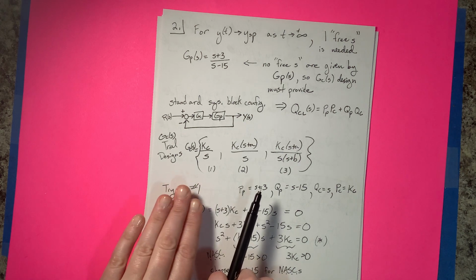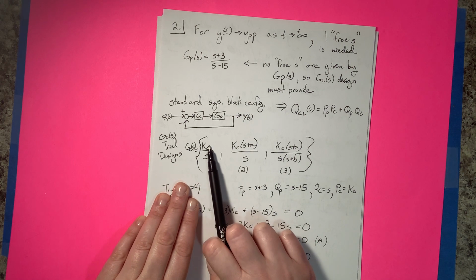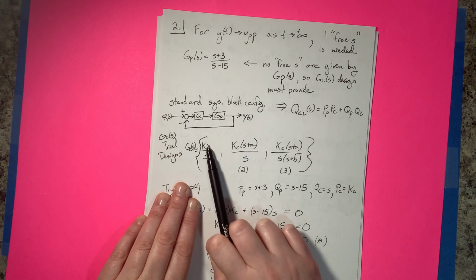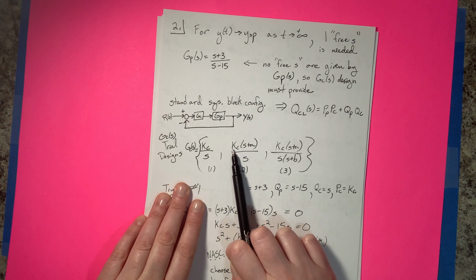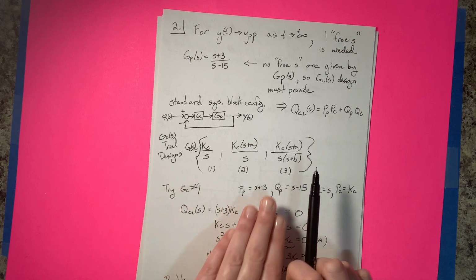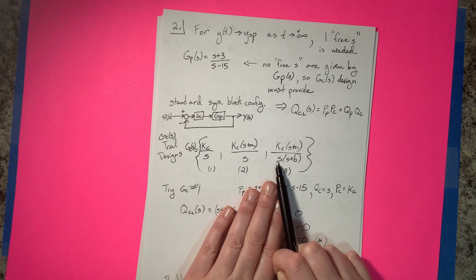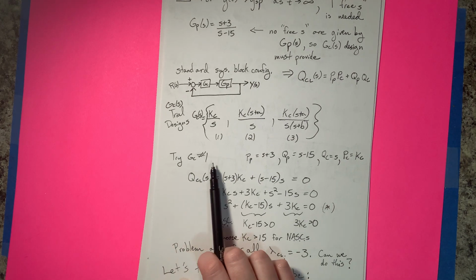The first three trial designs you would have come up with that incorporate the free S are GC, I'm sorry, I said GC over S, I mean KC over S. The next trial design would have been KC times (S plus A) over S. And then the third one would have been KC times (S plus A) over S times (S plus B). So we try GC number 1.